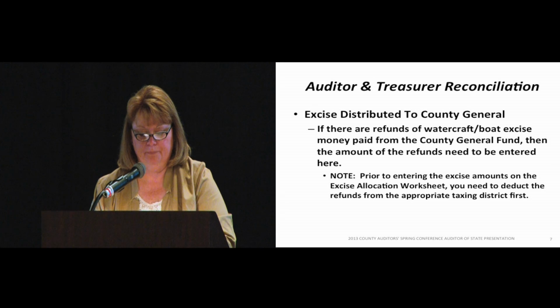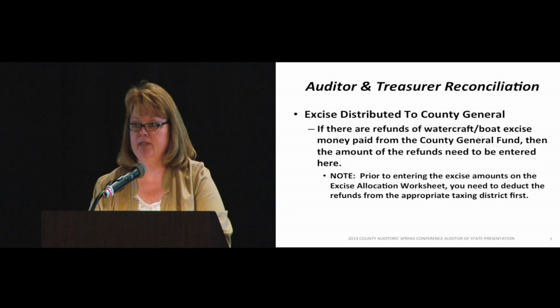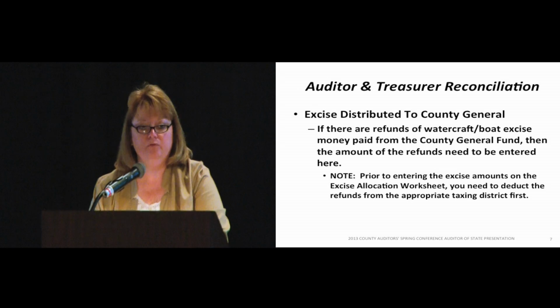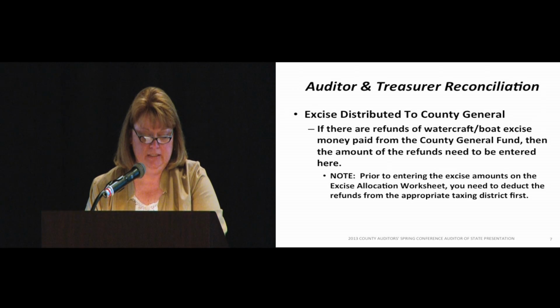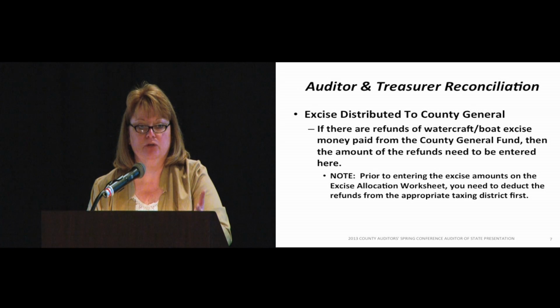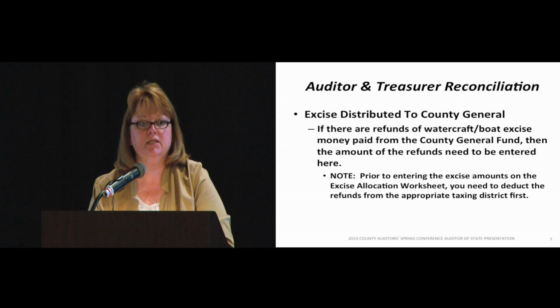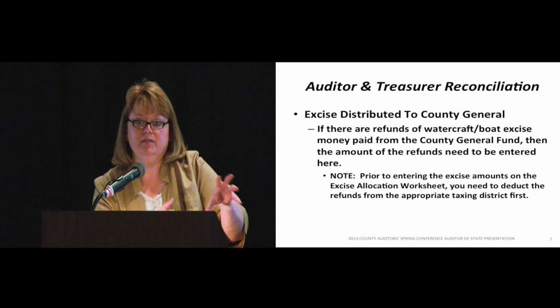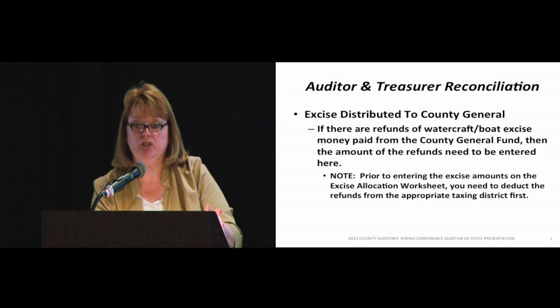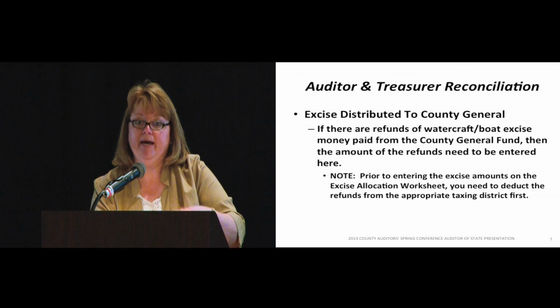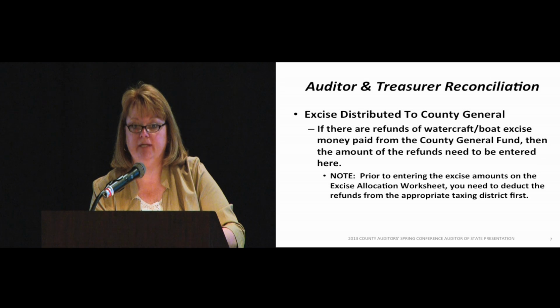Now on line 4, this is the excise distributed to county general. Some of you have gotten boat refunds and you pay that from the county general fund. Well, you need to reimburse the county general. If you just took the money straight out of excise and put it into general, then we need to deduct that amount from the excise reconciliation because that's where some of the money went. Note that prior to doing the excise allocation worksheet, you need to back out those refunds before you even calculate that worksheet, okay?